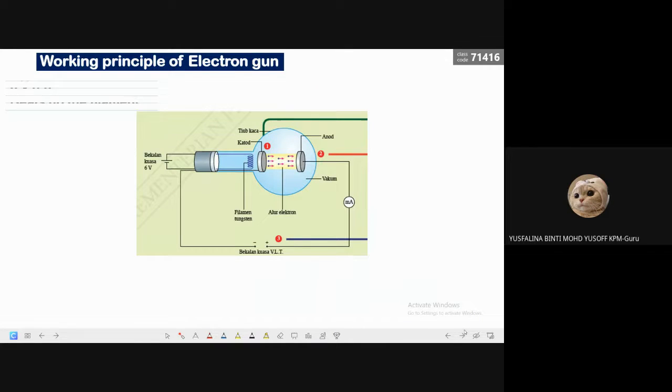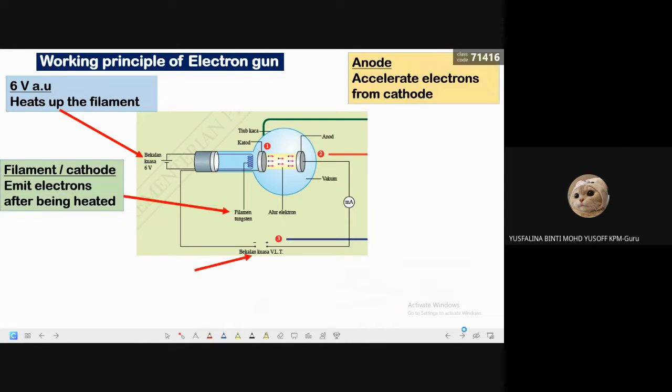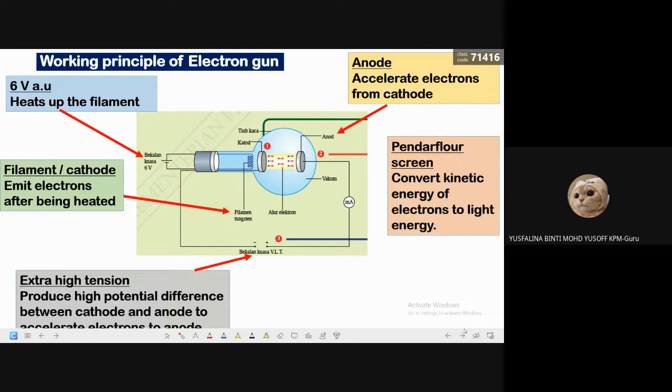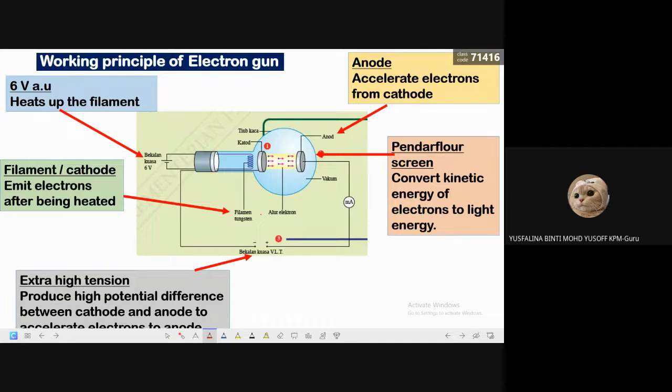Okay, so the working principle of the electron gun. Each part is labelled here. The first one, of course, we need the 6 volt AC, alternating current. AU in Malay is arus ulang alik, but in English we call it alternating current, which is the one we use in our homes. So 6 volt alternating current. What does it do? It heats up the filament.